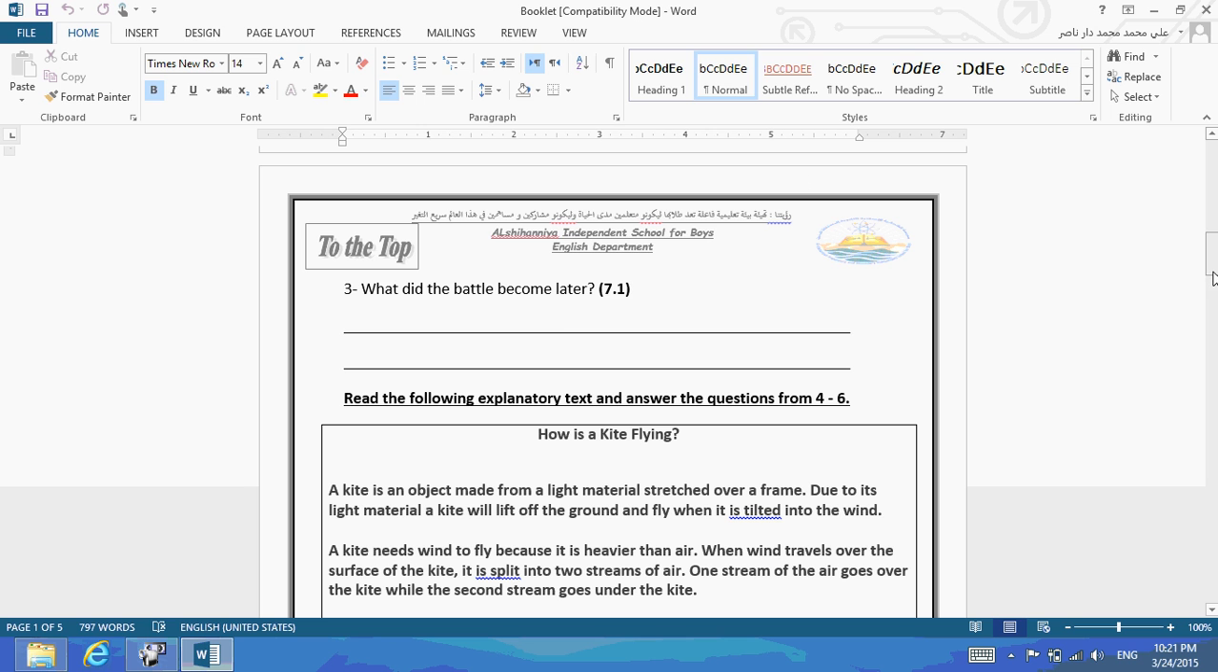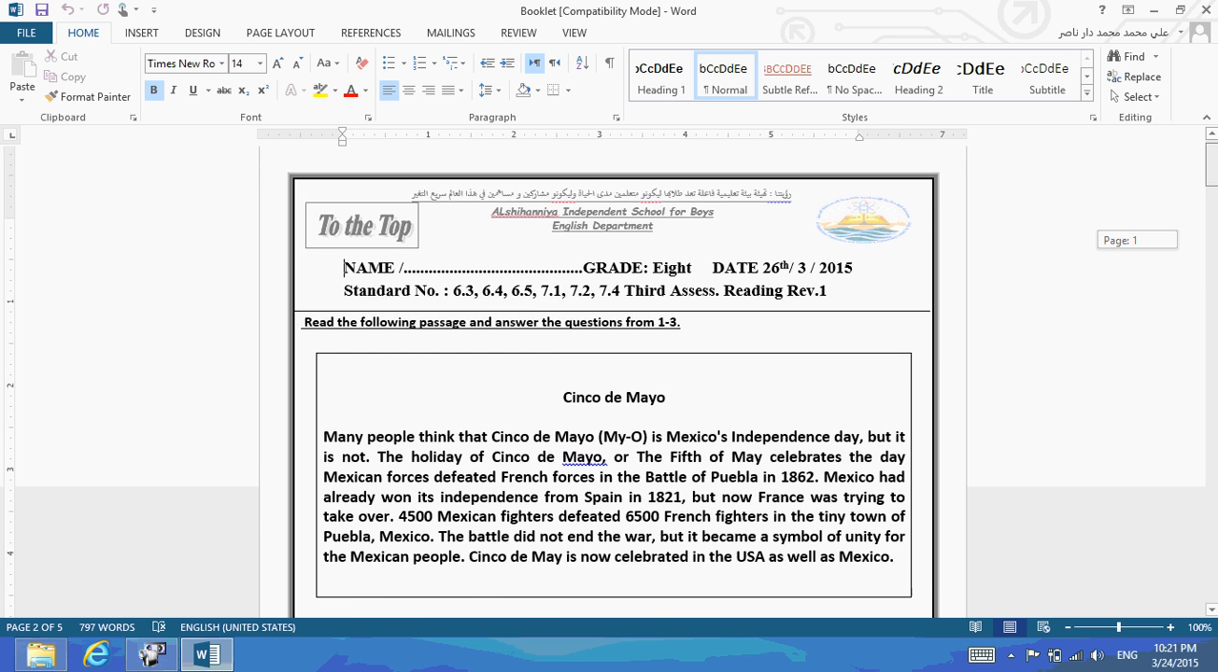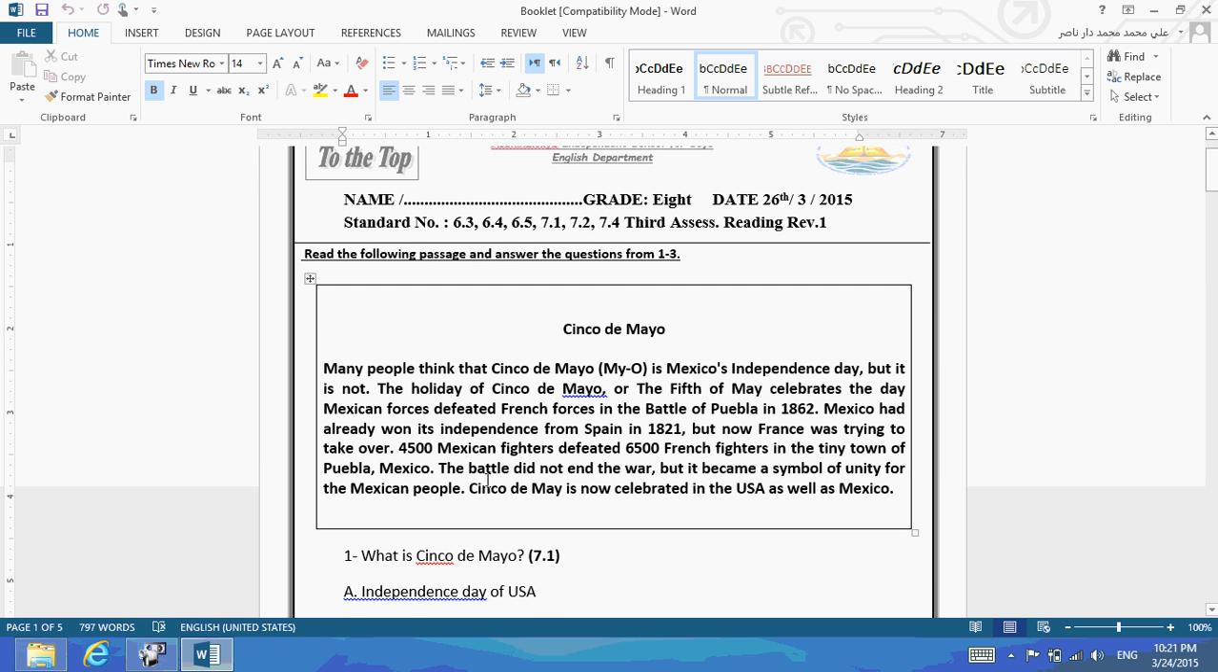Question number 3. What did the battle become later? Here the head words are battle and become. Try to find these words in the text. Battle, became. A symbol of unity for the Mexican people. That's all about factual account.